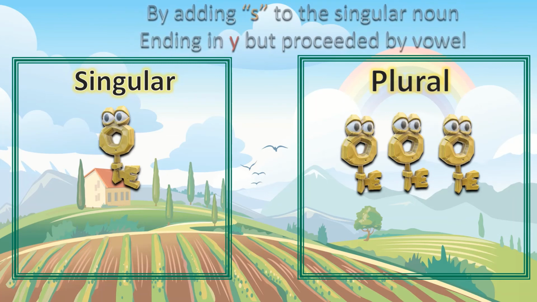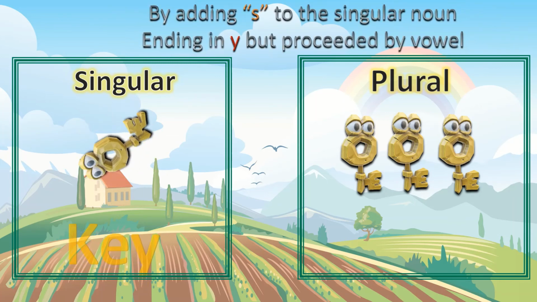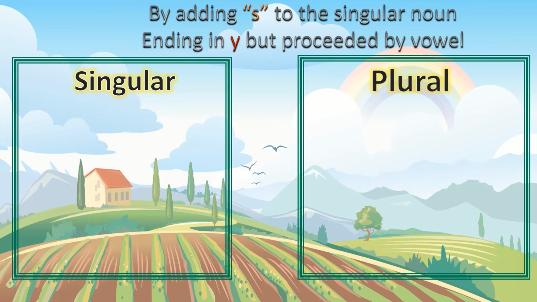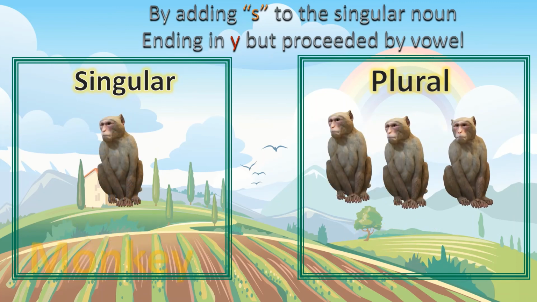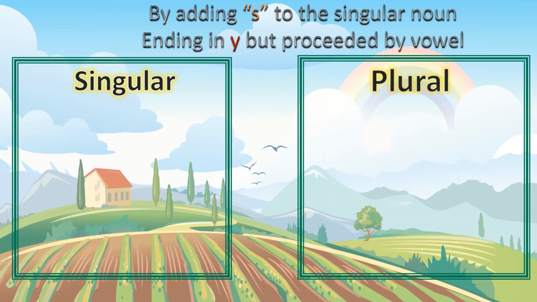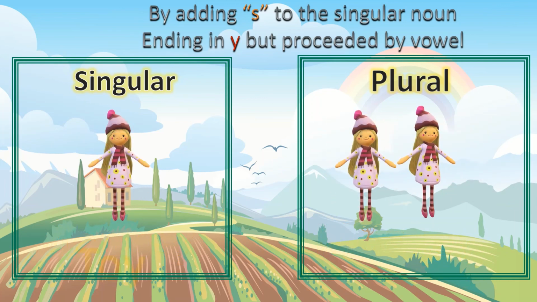Fifth one is by adding s to the singular noun ending in y but preceded by a vowel. For example: key, keys. Monkey, monkeys. Toy, toys.